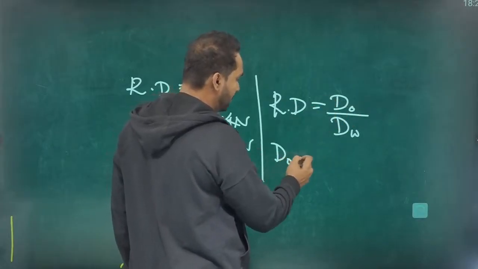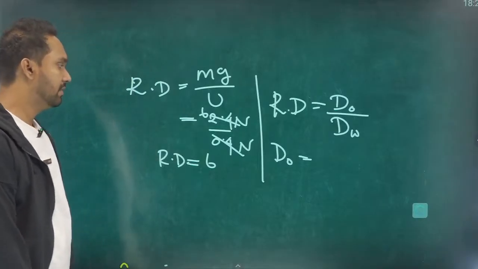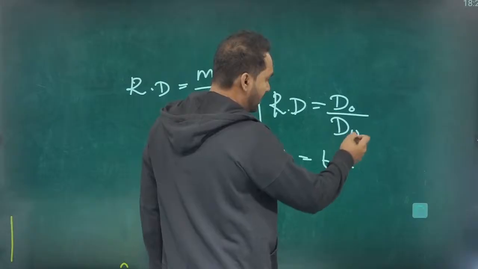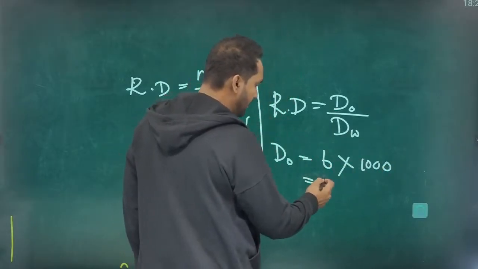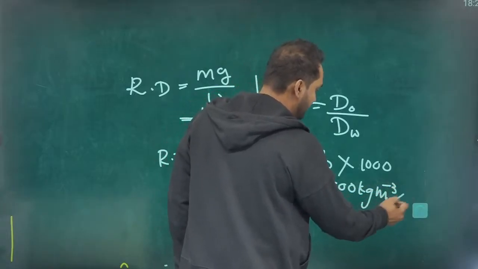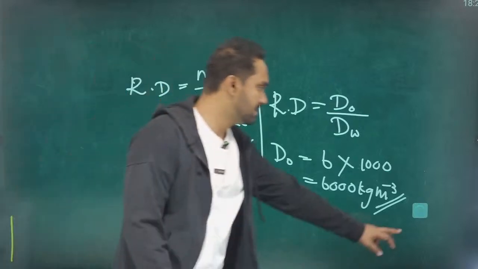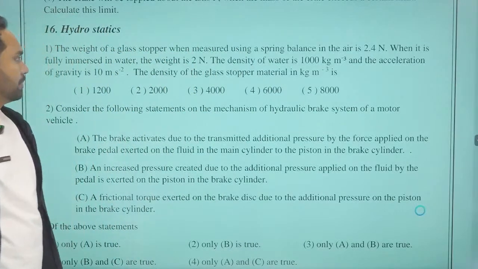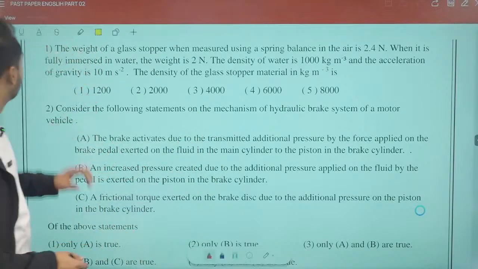So the density of the object equals RD into the density of water, which is 1000. RD is 6, density of water is 1000. So 6 into 1000 is 6000 kilogram per cubic meter, right? So this is the density of the glass stopper. The answer is 6000.